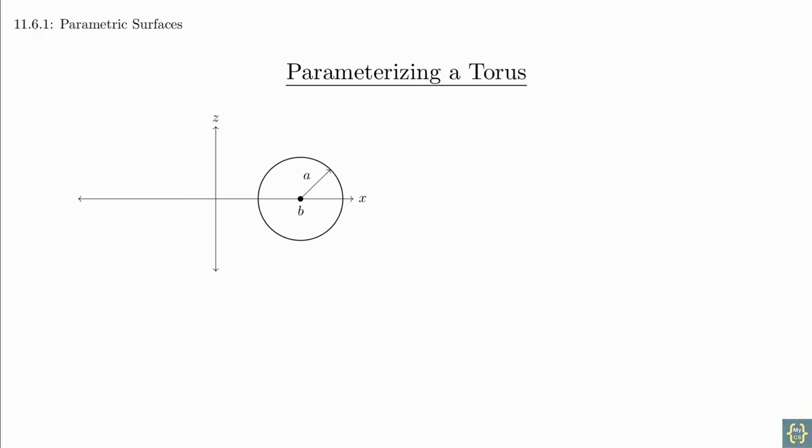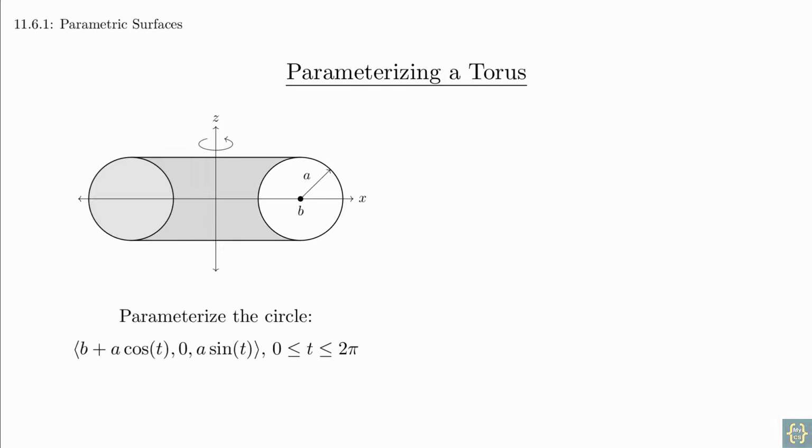We first have to carefully define the shape. We will begin with a circle of radius a on the xz plane centered at the point (b, 0). Then we will rotate this shape around the z-axis. We will first begin by getting parametric equations for the circle. We will use the variable t for this.